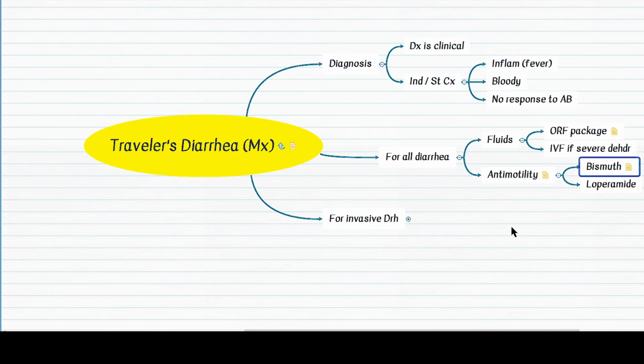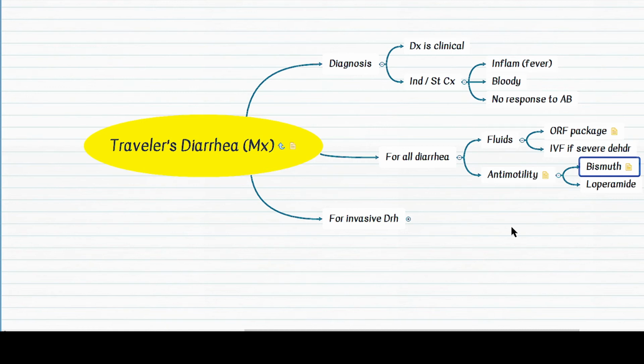Because use of antimotility agents with loperamide or bismuth would slow down the bacterial clearance and would result in more toxin production and worsening of diarrhea. Why is bismuth not favored much anymore? For at least two reasons.